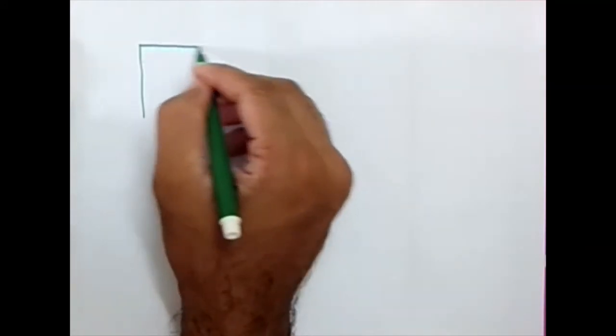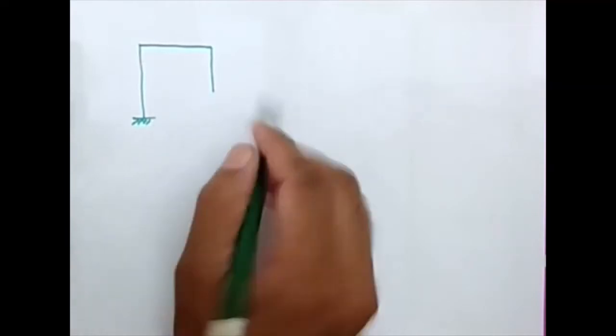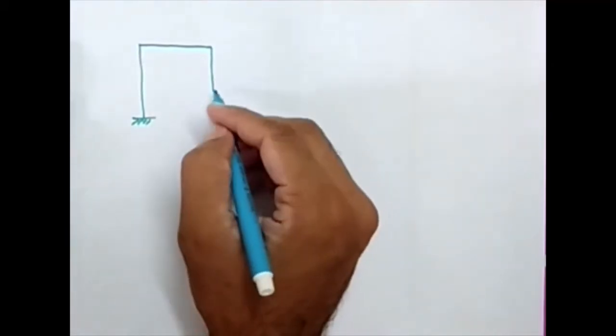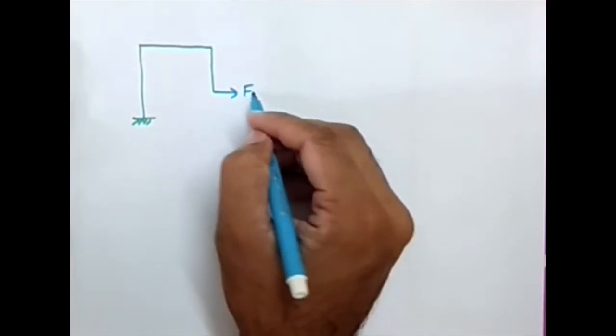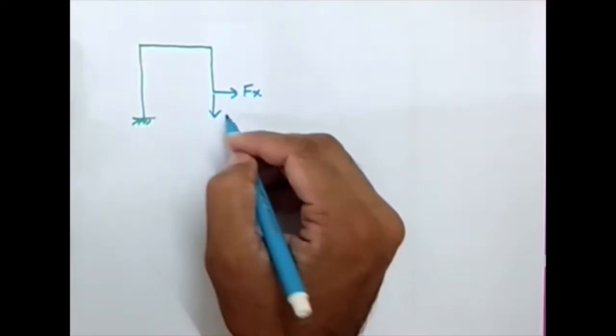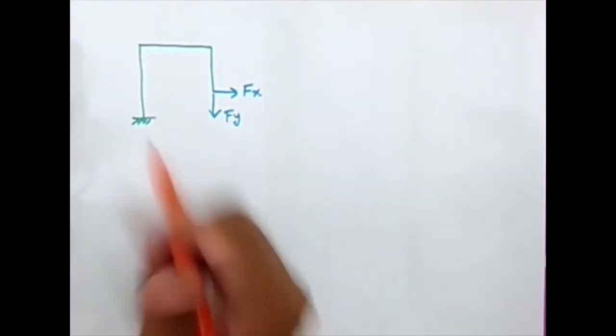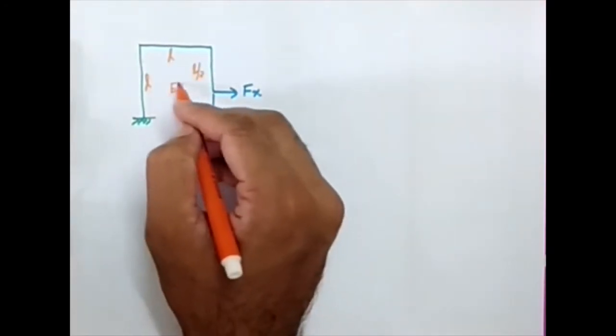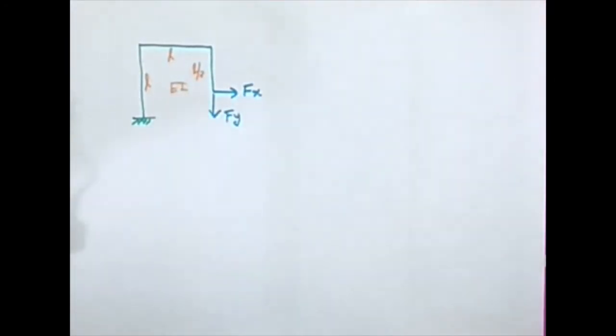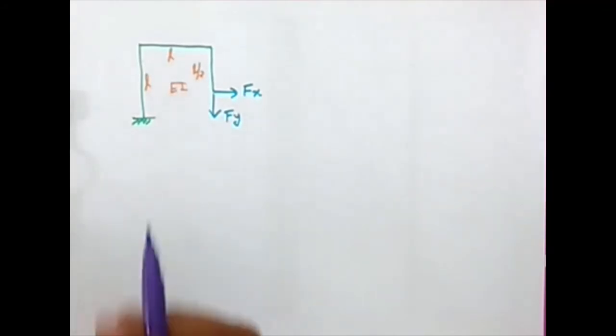So I have a frame. Let's consider I have a frame like this. Let this end be fixed, and it is subjected to a point load, say Fx, and a load like this Fy, and I'm giving some values. Let it be L, L, and L by 2, and let the EI value be constant. This EI is not a matter when we are thinking about the force transformation, but still, to complete the figure, I'm using the value.